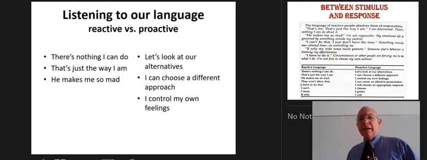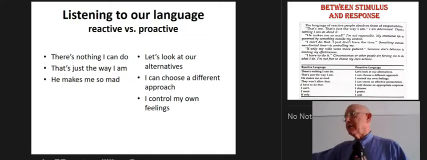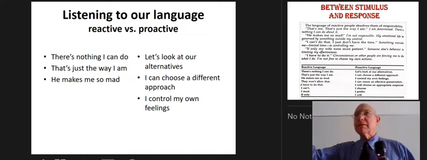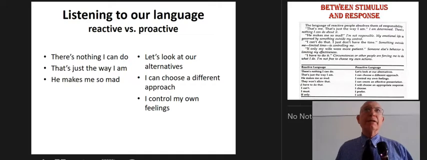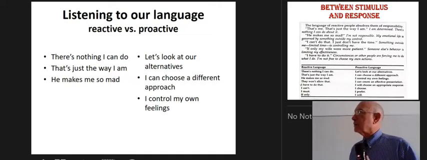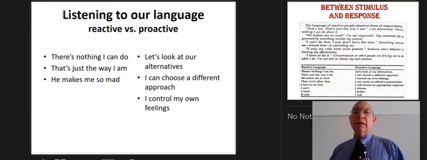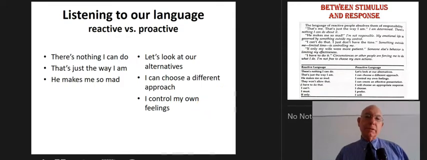So anyway, he makes me so mad. She does this, he does that. Critical, gossiping, all that sort of stuff. Whereas the proactive person says, let's look at alternatives. I can choose a different approach. I can control my feelings. Be positive, but also convinced that you can make a difference.